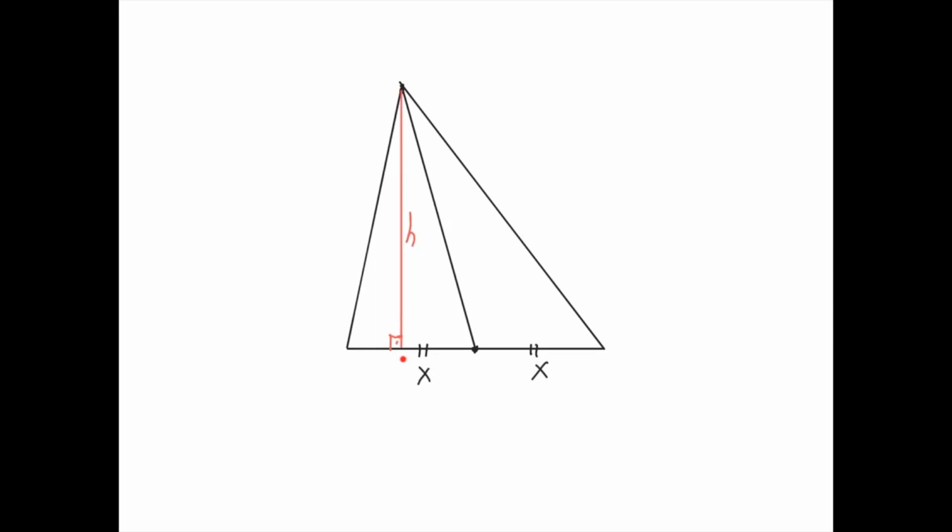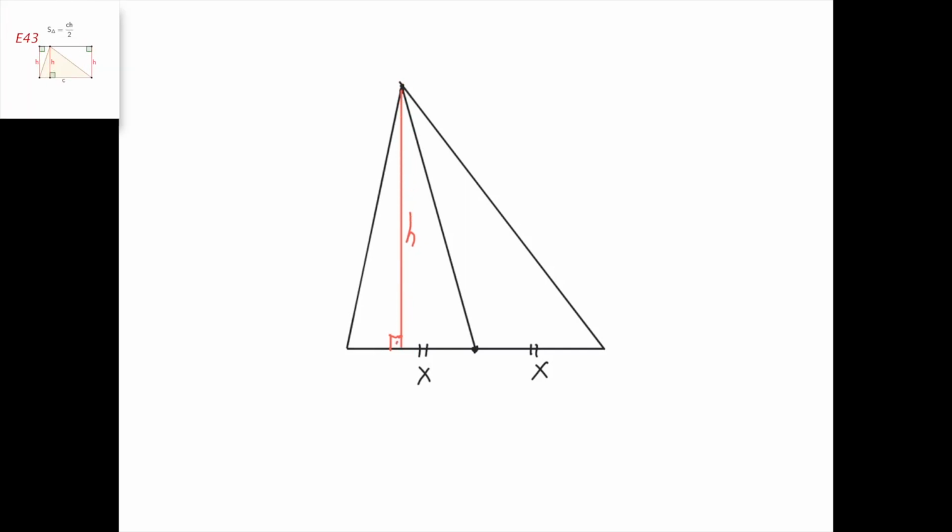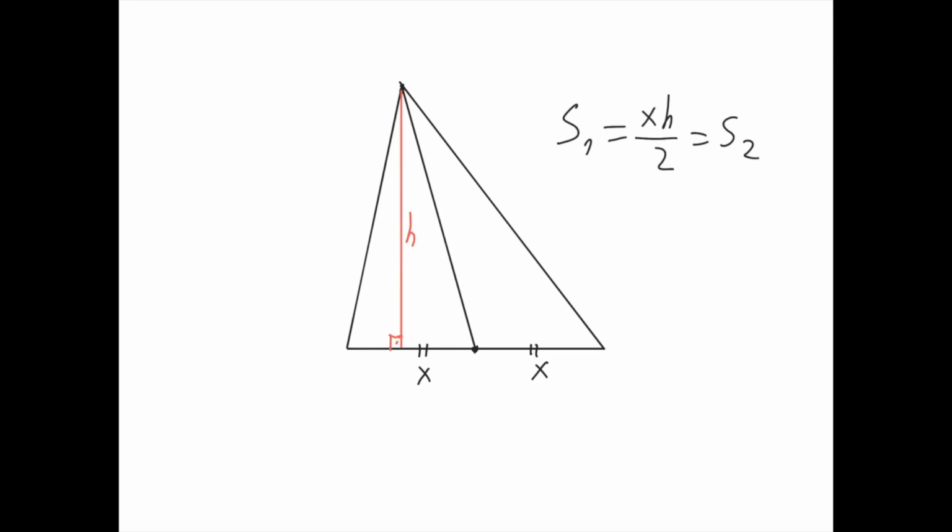Let's label this segment by x and this segment by x, and let's drop this altitude in the triangle. It turns out that this altitude is actually common for both the small triangles in the picture. For this triangle, this is the altitude, and for this triangle, it is the same altitude. And so, the area of this triangle would be x times h divided by 2, and the area of this triangle would again be x times h divided by 2. And therefore, the median in any triangle always splits the triangle into two parts of equal areas.